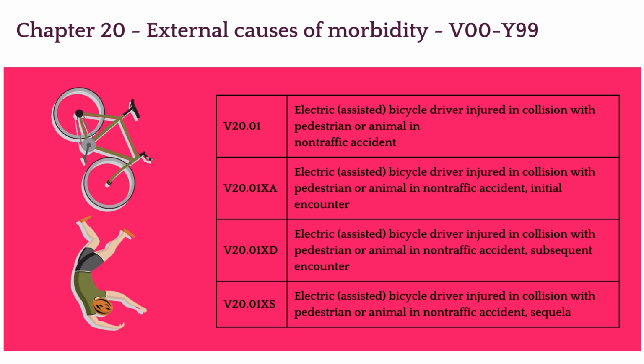These codes now have a broader usage to identify whether the injury was due to collision with a pedestrian or an animal, whether it is a traffic versus non traffic accident, and also whether it is the initial encounter, subsequent encounter, or whether it is a sequela. This is part of the external causes of morbidity.